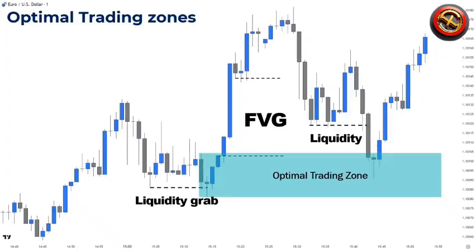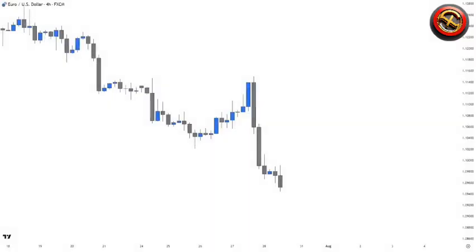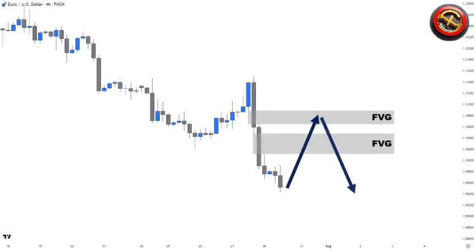Now, let's apply the second step to the real chart examples. Here on the Euro-Dollar 4 hours chart, we have a moving downtrend. These are the considerable fair value gaps that are recently created. If the price returns to fill the gaps before continuing its general direction, it will provide us with a perfect trading opportunity. Now, where's the liquidity area?